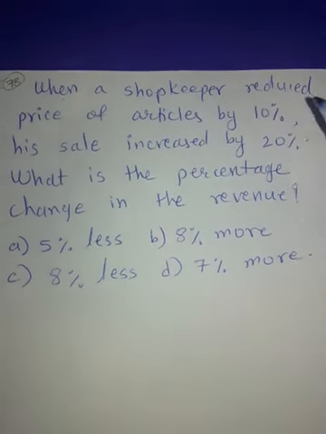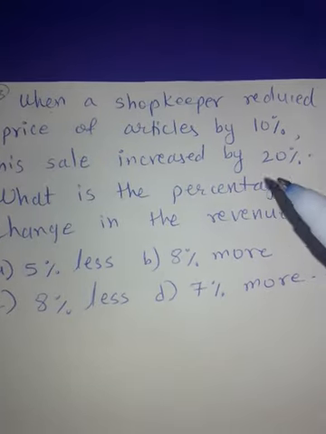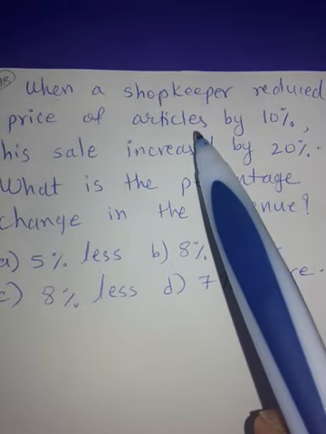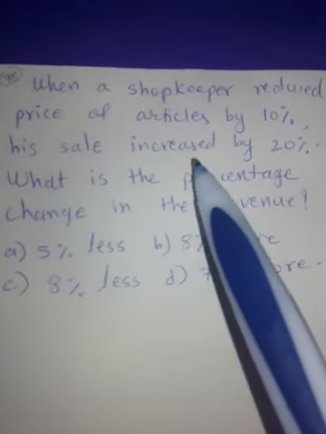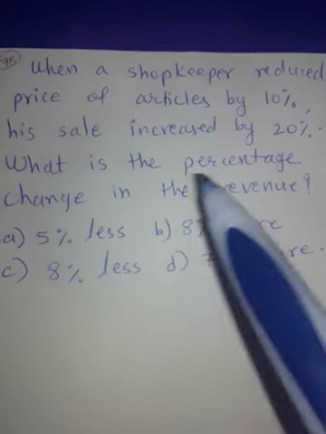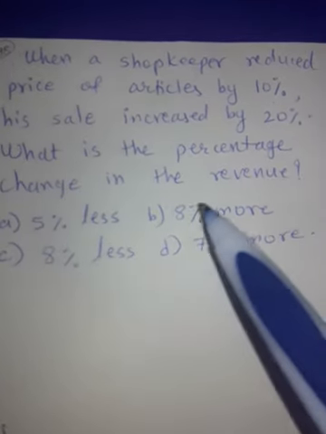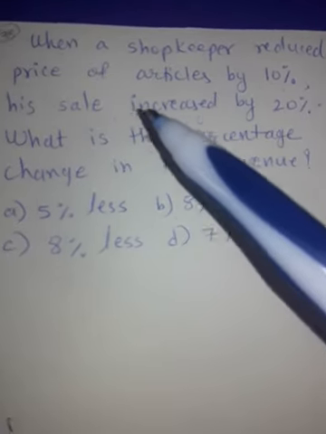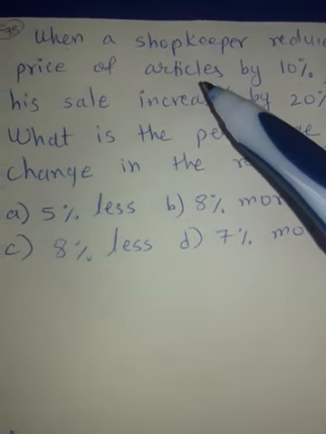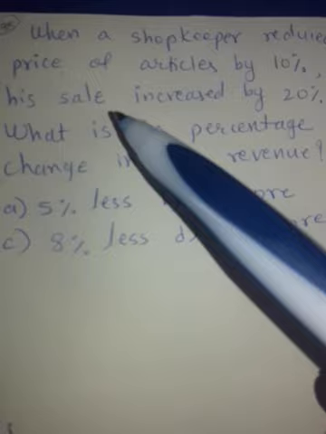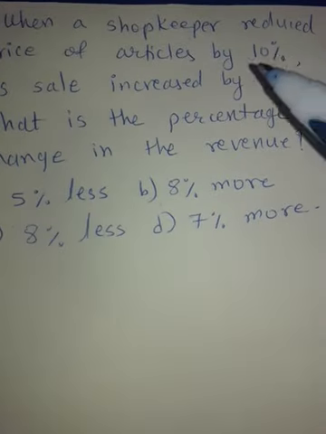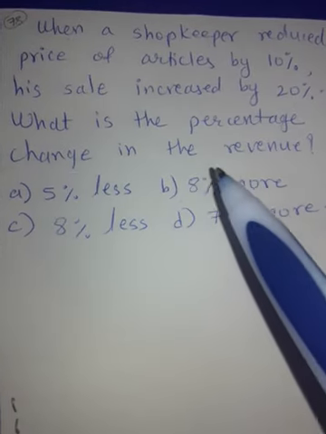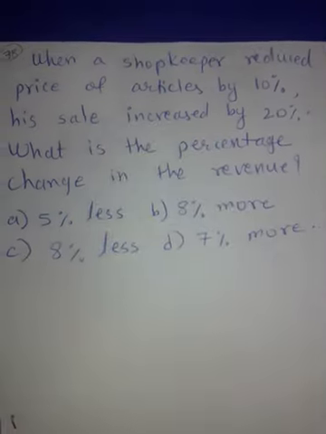This kind of problem is very popular among examiners, so kindly concentrate. When a shopkeeper reduced the price of articles by 10%, his sale increased by 20%. What is the percentage change in the revenue? And 4 options are given to us. If you see here, has it been given what the actual price of the article is? Nothing is said. What was his original sale? Nothing is said. Only these 2 numbers we can see, and then we need to find the percentage change in revenue. So let's see how to solve this.